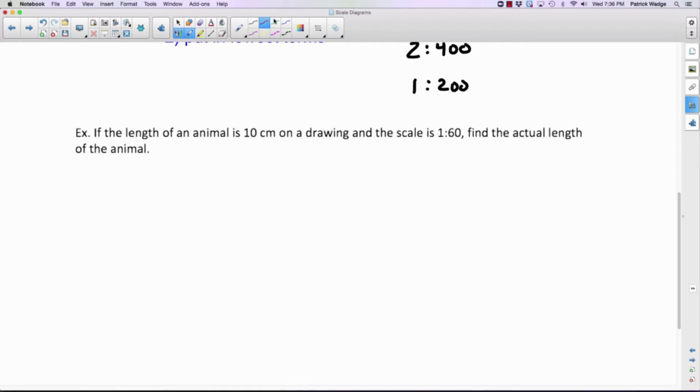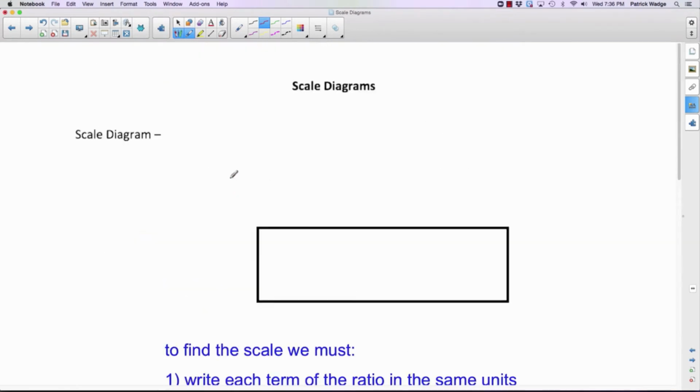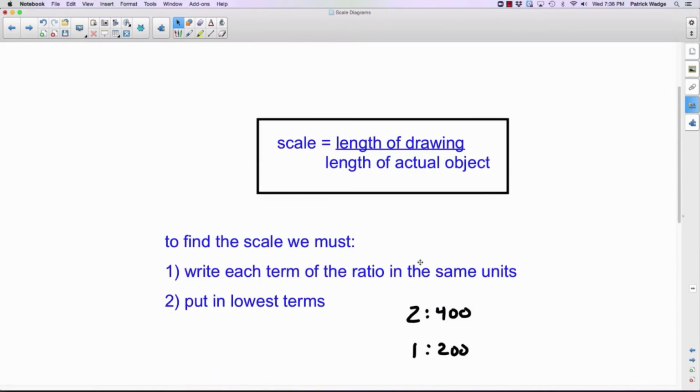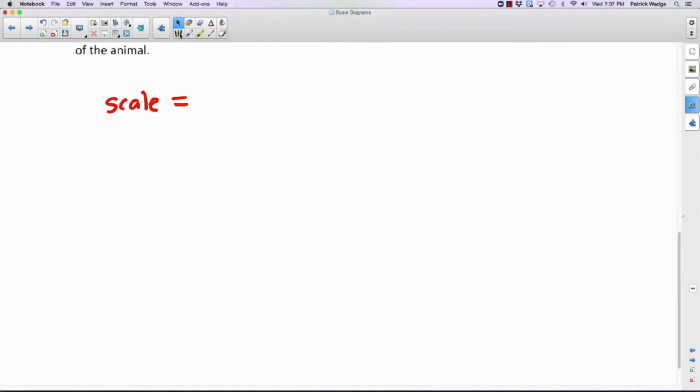So what we're going to use over and over here is the scale formula. And remember we said that scale, I wrote it right up here, I'll just remind you, is the length of the drawing divided by the length of the actual object. So I'm just going to put that scale equals drawing divided by real, the actual or the real one.